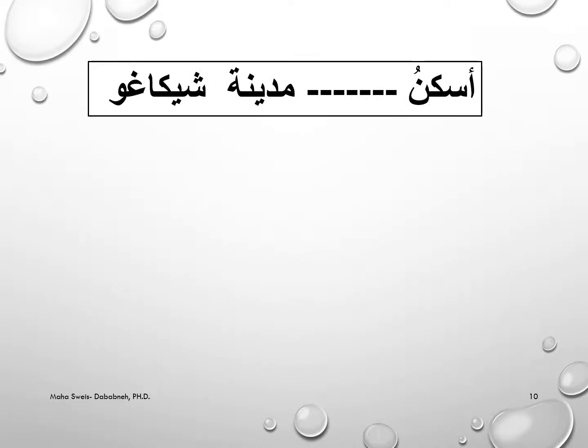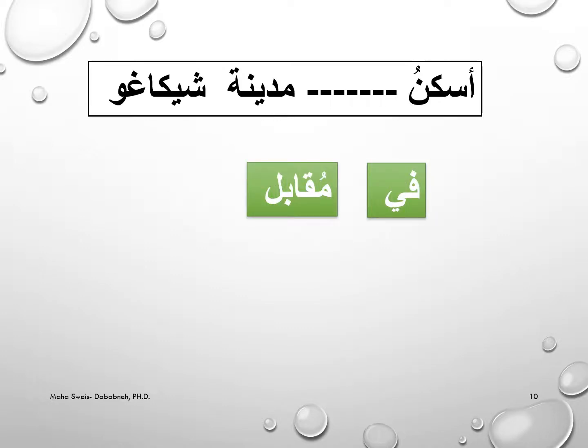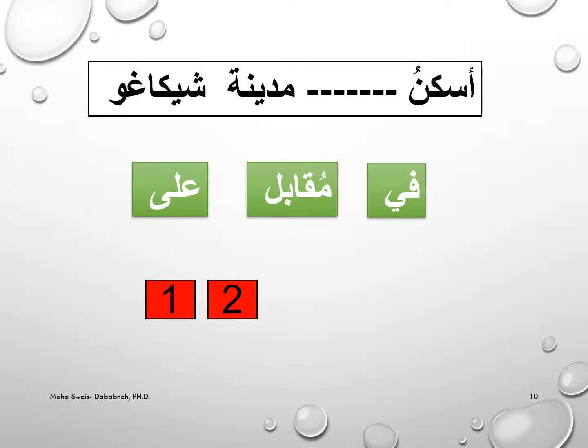Now you have to fill in the blanks with the correct answers. I will give you 3 seconds on each question. Let's get started. أسكن blank مدينة شيكاغو. أسكن في، أسكن مقابل، أسكن على. 3 seconds. The correct answer is أسكن في مدينة شيكاغو.